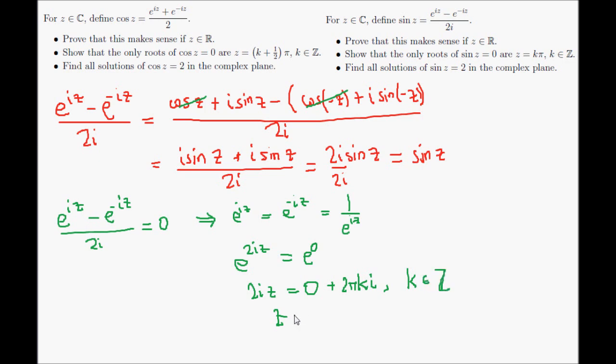So dividing by 2i, we get that z must be equal to pi times k, a multiple of pi, where k is an integer. And so we already knew that sine of x equals 0. The graph of sine of x crosses the x-axis at the multiples of pi. And this proves that there are no complex numbers where sine of z equals 0 other than the ones that we already knew.